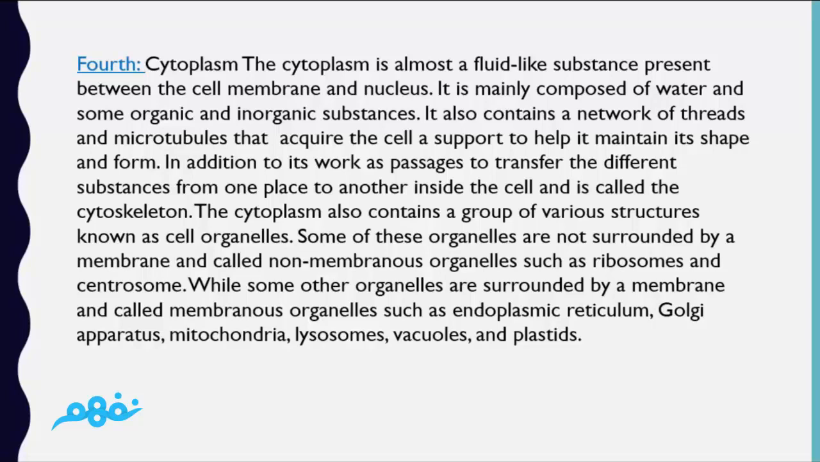The cytoplasm also contains a group of various structures known as cell organelles. Some of these organelles are not surrounded by a membrane and are called non-membranous organelles, such as ribosomes and centrosome, while some other organelles are surrounded by a membrane and are called membranous organelles, such as endoplasmic reticulum, Golgi apparatus, mitochondria, lysosomes, vacuoles, and plastids.